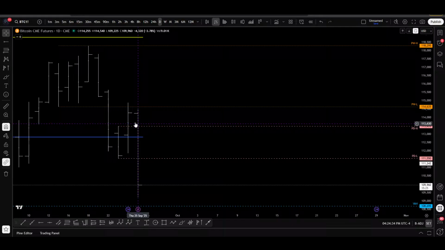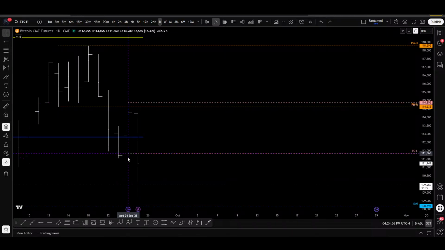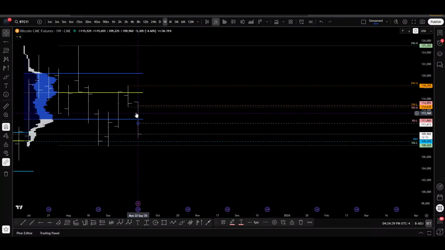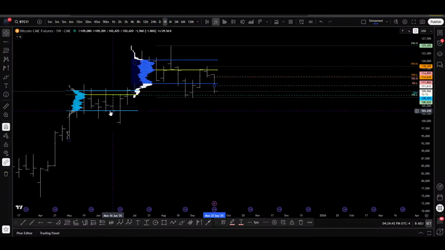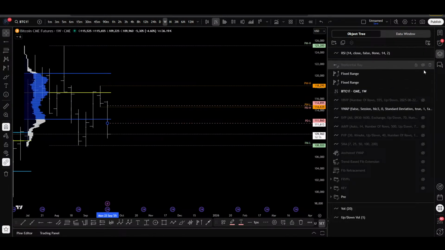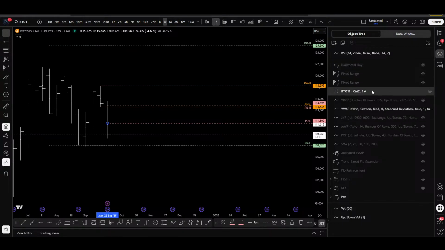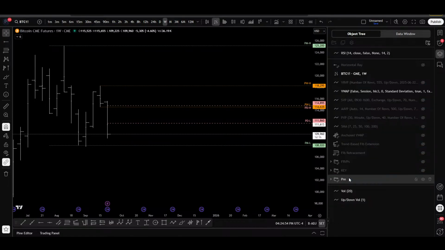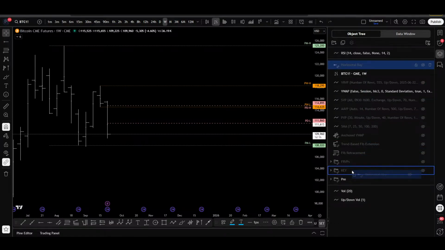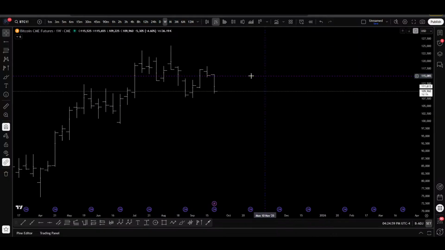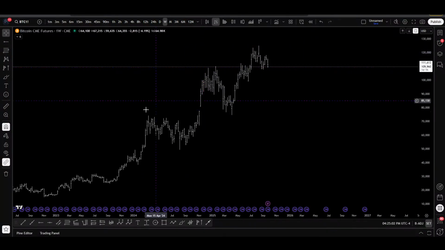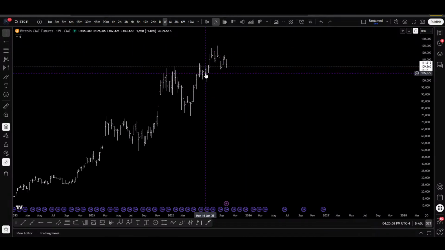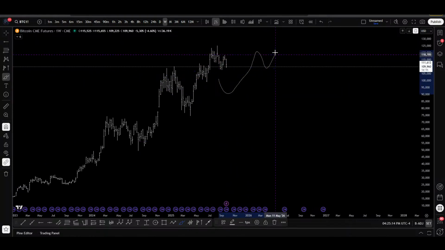Haven't really updated this in a little while too. So let's see, the previous day high, previous day low. Let's go ahead and look at last week's high and low. And to be honest, if we just hide everything, just take a look at the price action, right? So higher highs, higher lows, higher highs, higher low, higher highs. Now where will the higher low come into play?